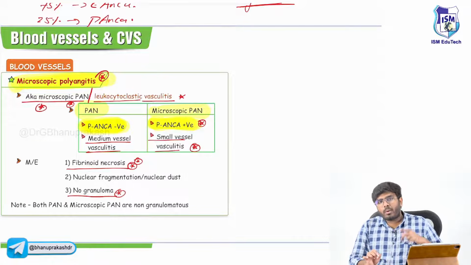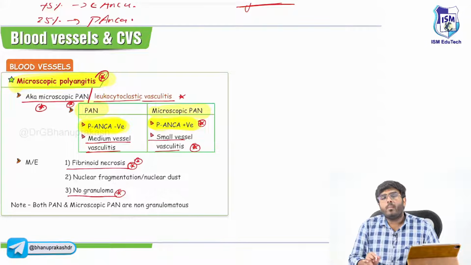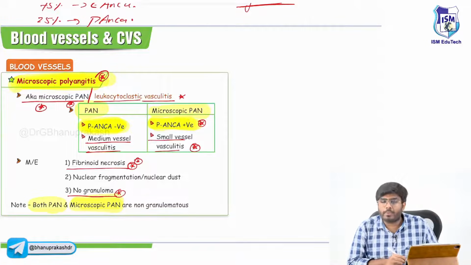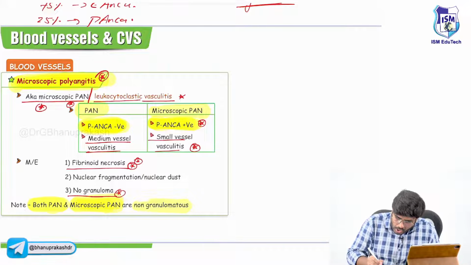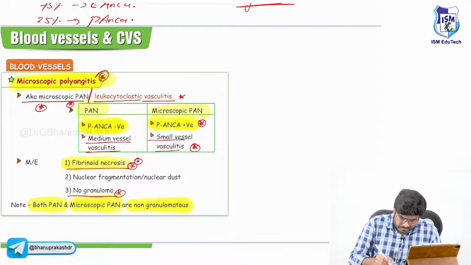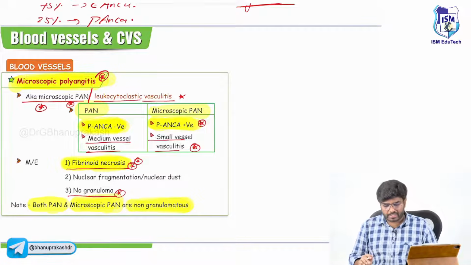Now a very important point. Both PAN and microscopic PAN, that is, both polyarteritis nodosa and microscopic polyangiitis, are non-granulomatous. There is no granuloma formation. And in this microscopic PAN, there is going to be fibrinoid necrosis.